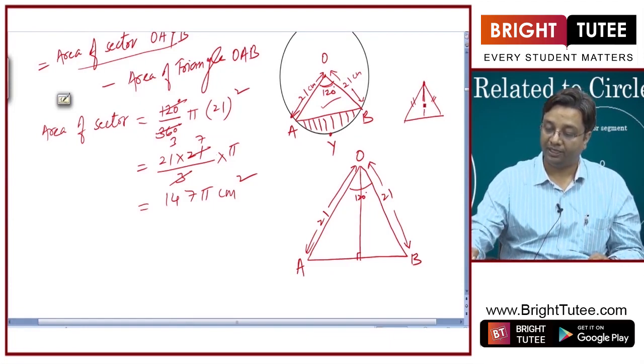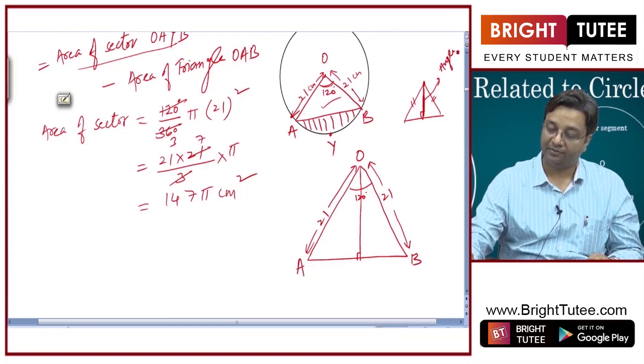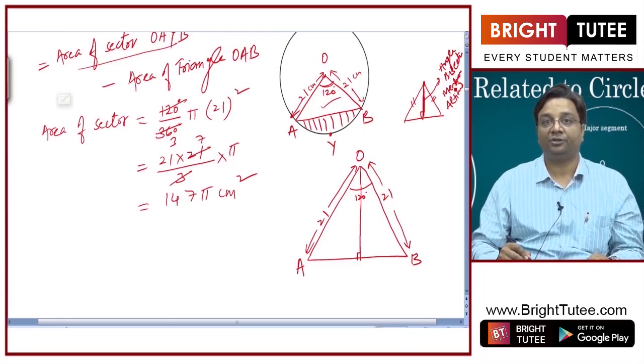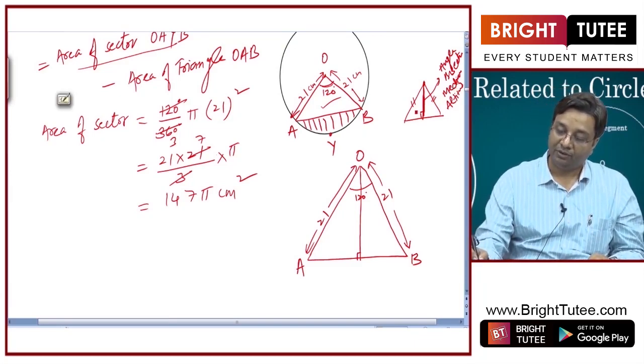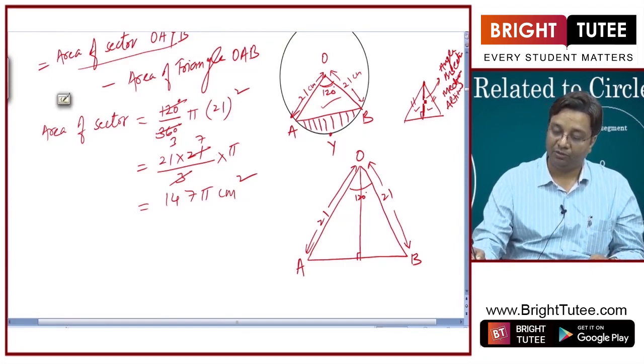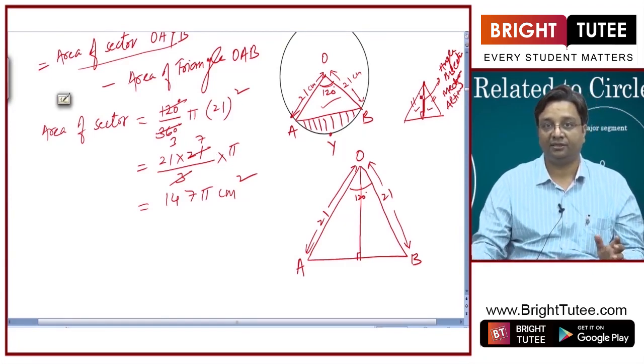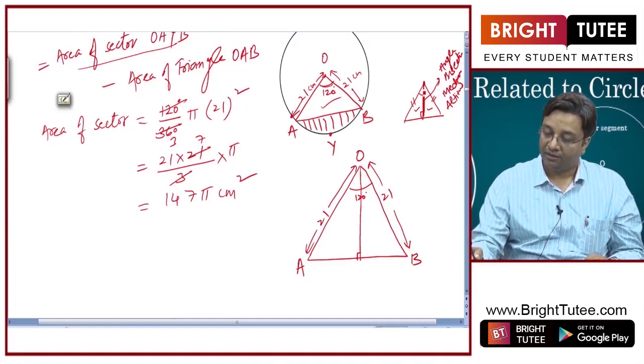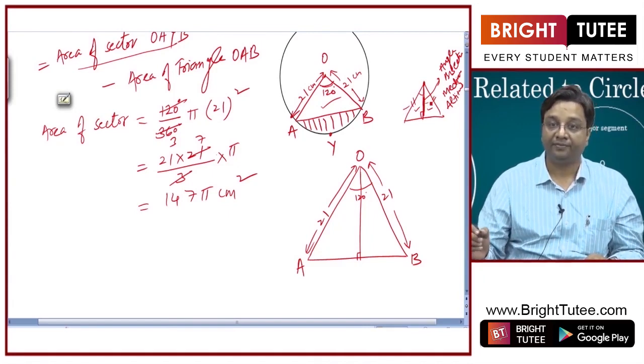If I drop a perpendicular here, this perpendicular acts as angular bisector, median and altitude, right? This is in case of an isosceles triangle. And we know that these two triangles are congruent triangles, okay? We can prove them to be congruent by SAS, or we can prove them to be congruent by using right angle, hypotenuse and side, right?